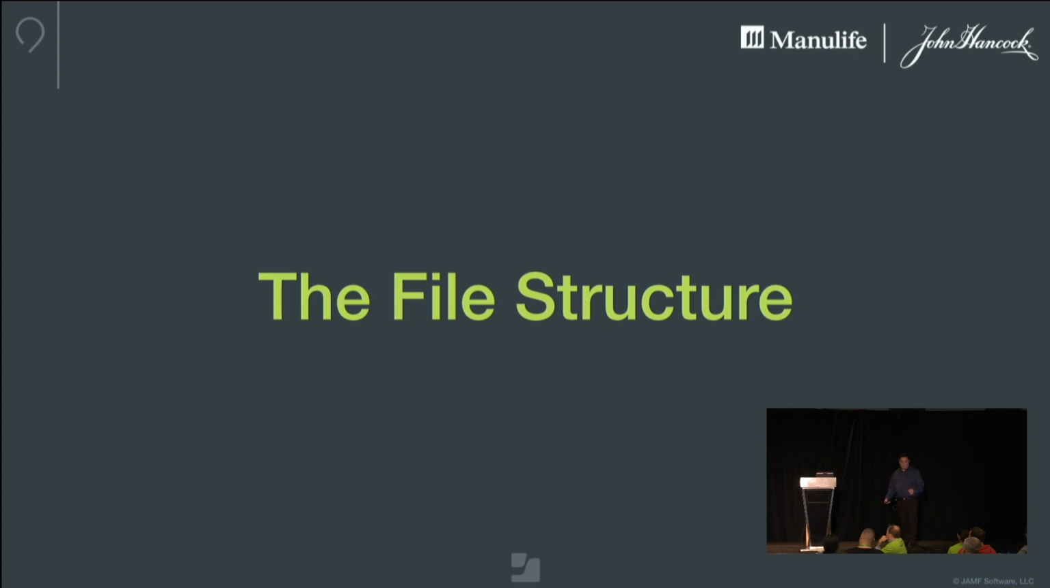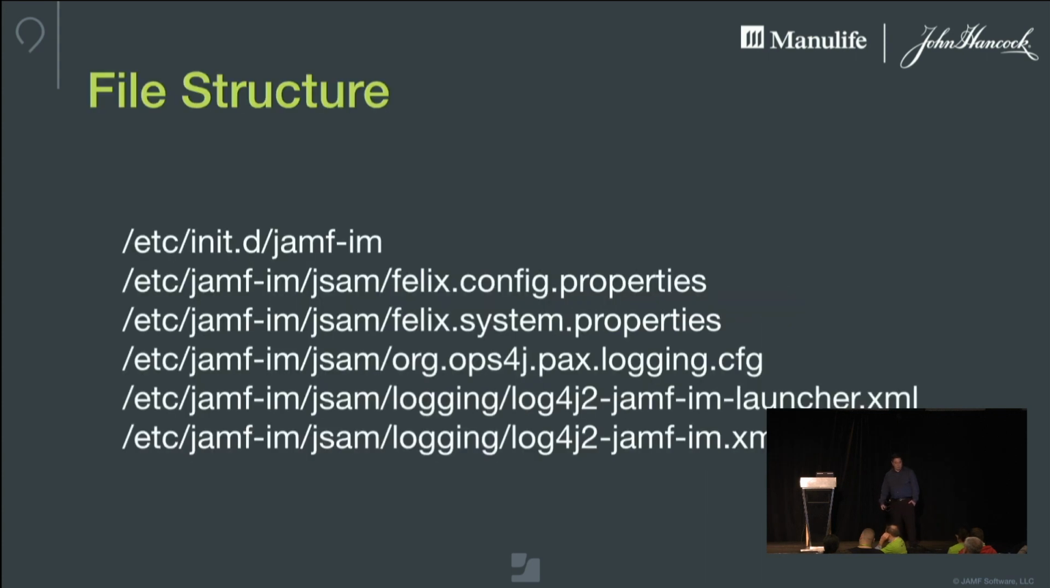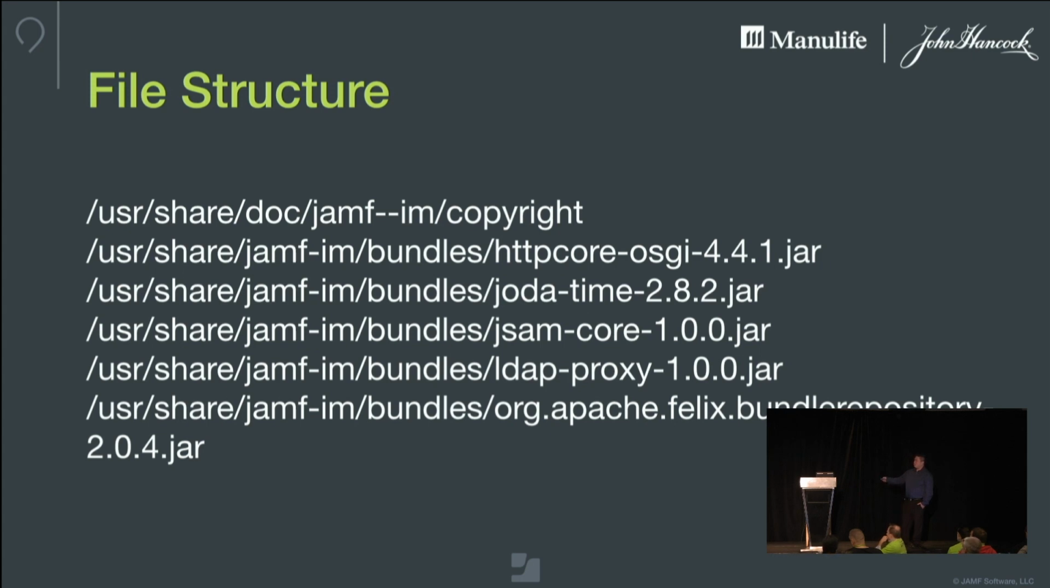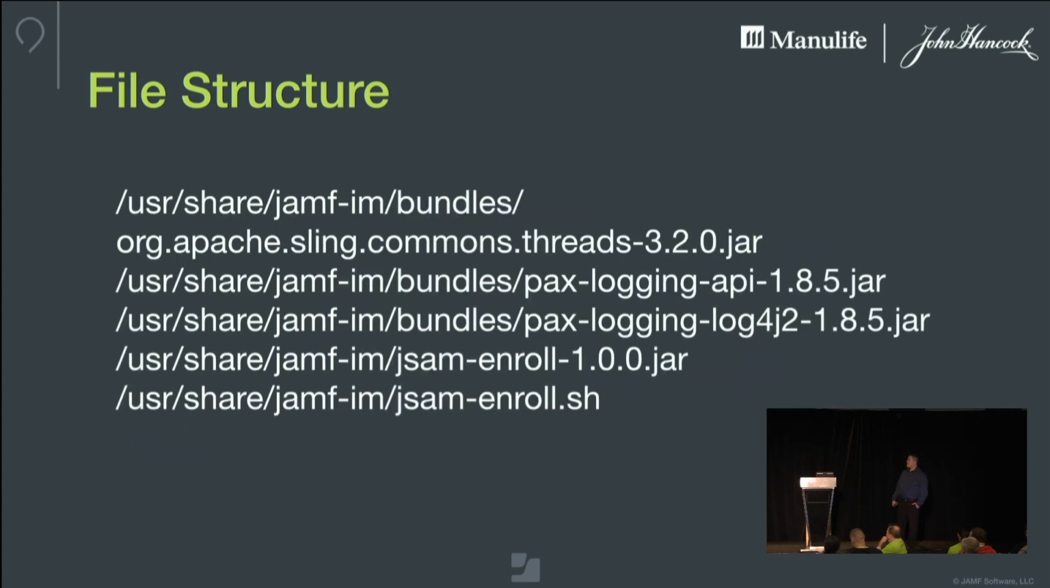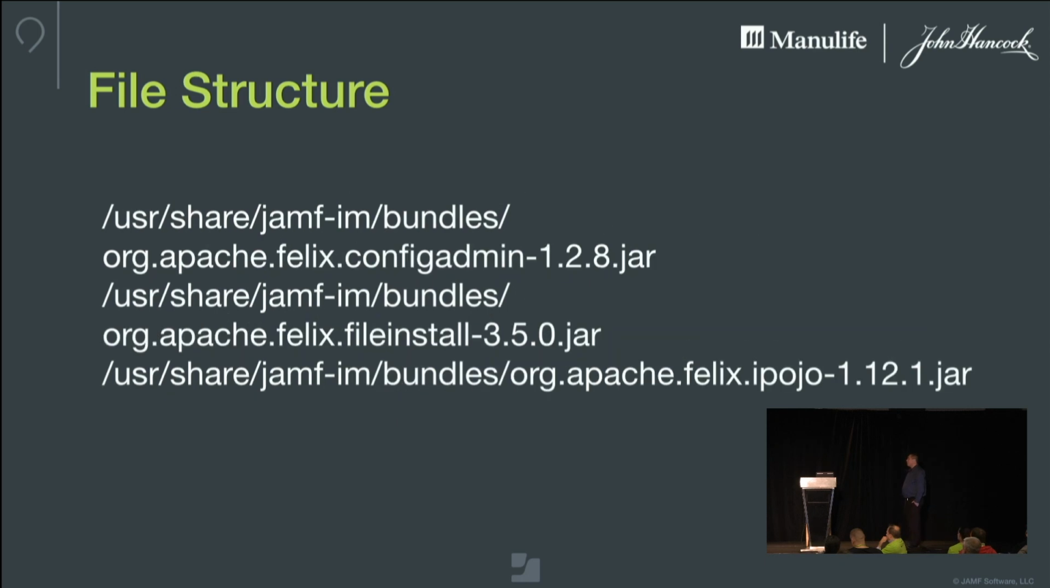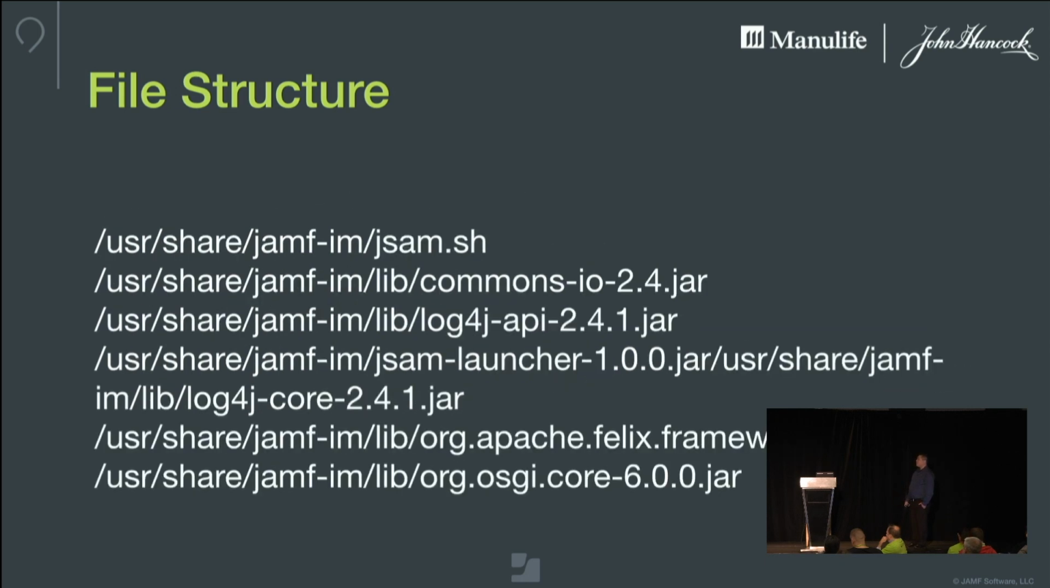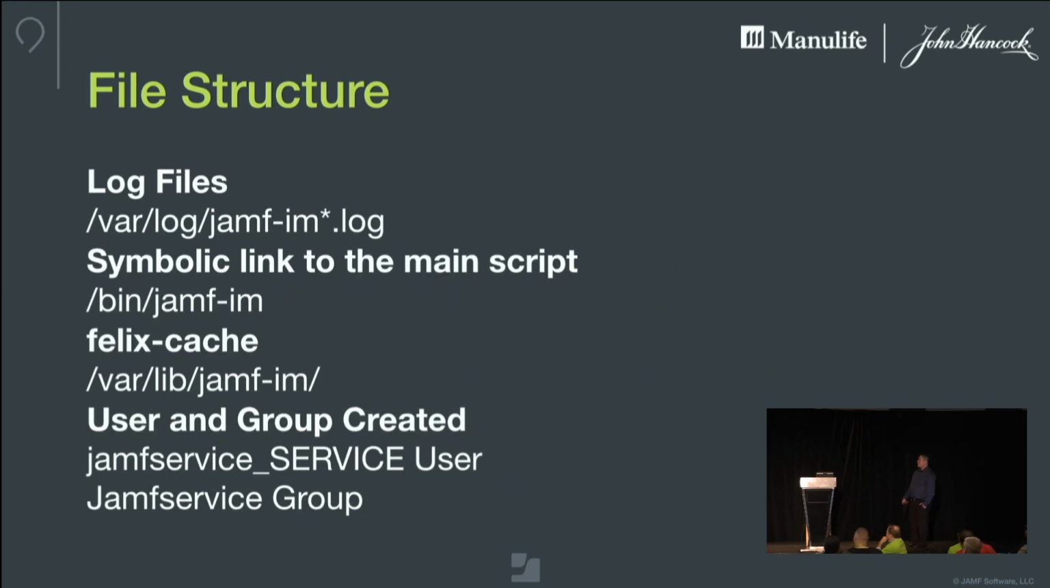So just to cover what we did, the infrastructure manager file structure has several different pieces to it in order to work. It places a file in init.d, several files in /etc/jamf.im, different files in /usr/share/doc and then jamf.im, and then still within /usr/share, some more files. And at the end, they also put a file in /var/log for logging.